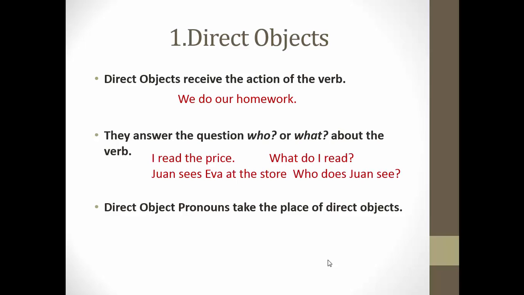I read the price. I read what? The price. Juan sees Eva at the store. Juan sees whom? Eva. Price and Eva are both the direct objects in this sentence. Please underline them on your note guide.